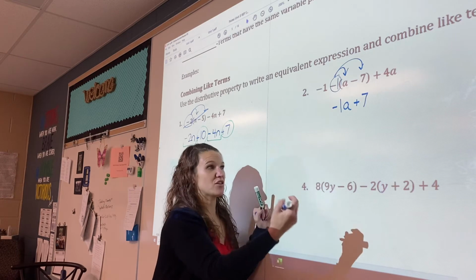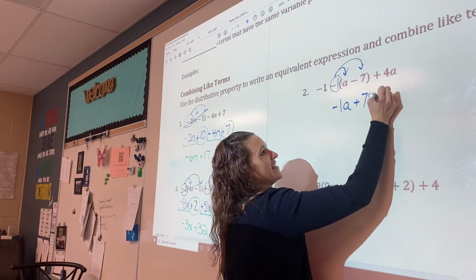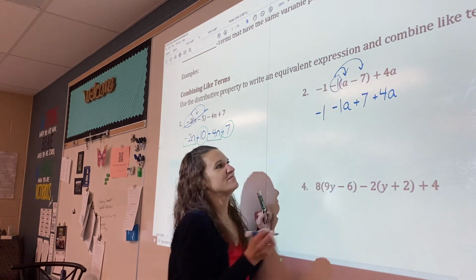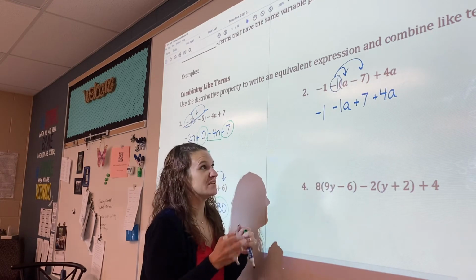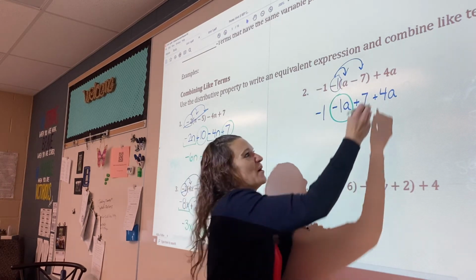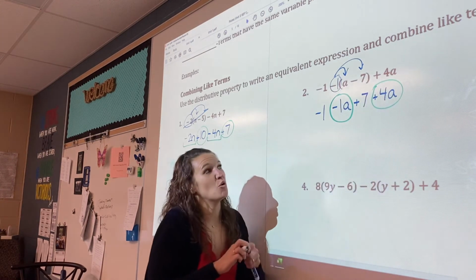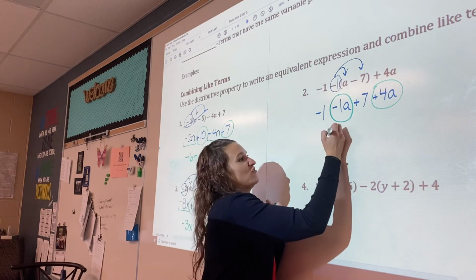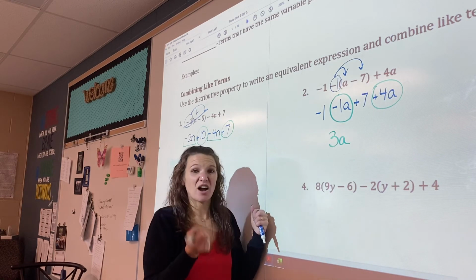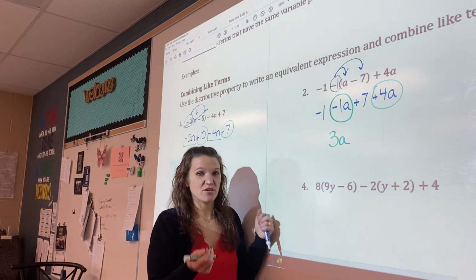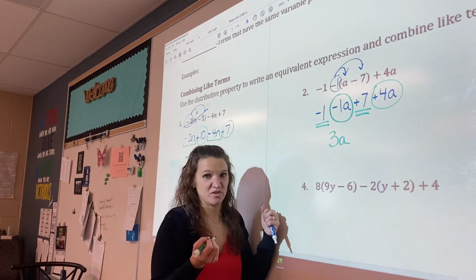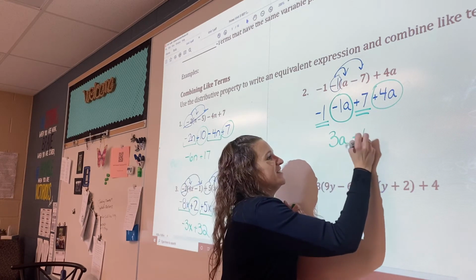I'm going to bring down what's on the right, +4a, and I'm also going to bring down what's on the left, -1. Now we get to look for like terms. We have a -1a right here and a +4a. So 4 minus 1, or 4 plus -1, is going to give me 3a. Next are constants, which is the number without a variable. -1 and +7, when you put them together, you get a +6.